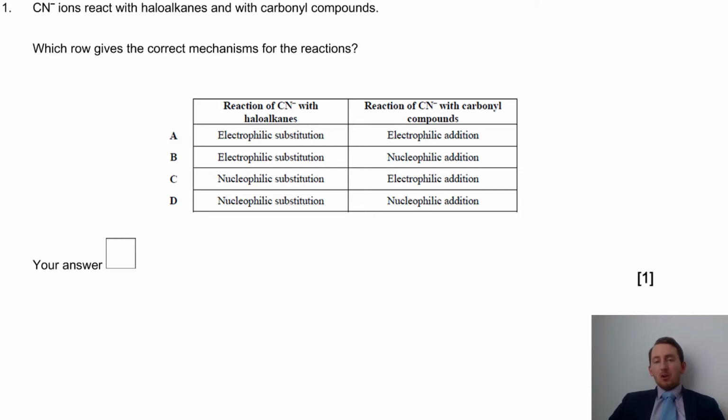And then with the carbonyl compound, again, it will act as a nucleophile yet again, and this time it will be addition. So this is the reason why it is D. So hopefully nice and straightforward. CN-, it acts as a nucleophile in both senses, so that could only therefore be D. So hopefully a nice easy mark to pick up there.